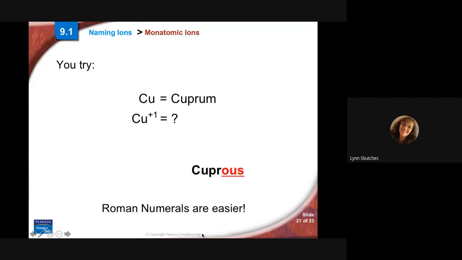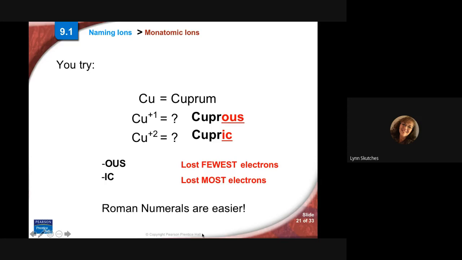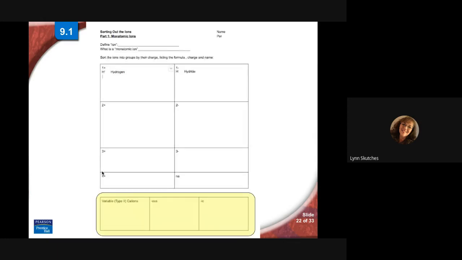Talking about copper. Again, the lower charge, the fewest electrons lost, is the OUS ending suffix. And the greater number of electrons lost is the IC. Again, copper I, copper II is a lot easier than trying to keep this straight. You don't have to remember if it's a +1 or a +2, or a +2 or a +3, or a 2 or a 4. Okay, it's a lot less confusing. So we've gone over this.